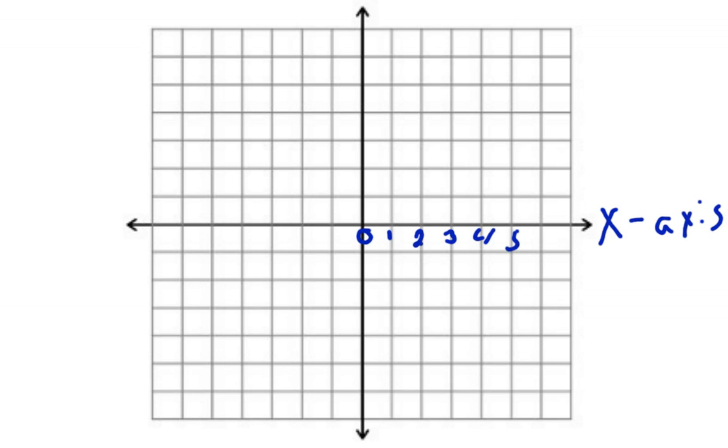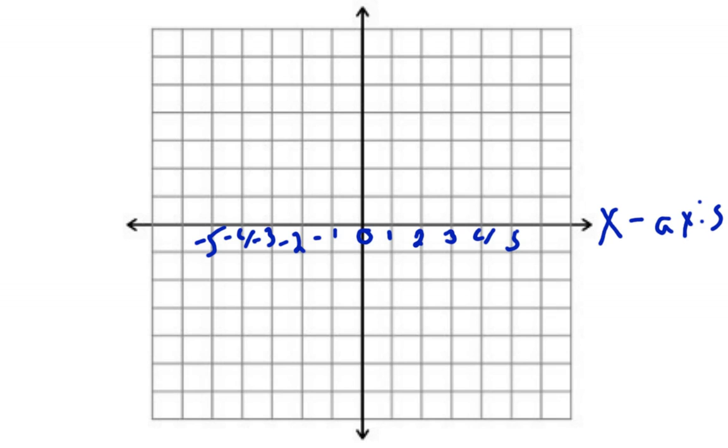So if positives go to the right here, then that means that negatives go to the left. So we have -1 and -2, -3, -4, and -5. Again, I'm using the grid lines to label those things. Okay, so that's our x-axis, anything that's going left and right.